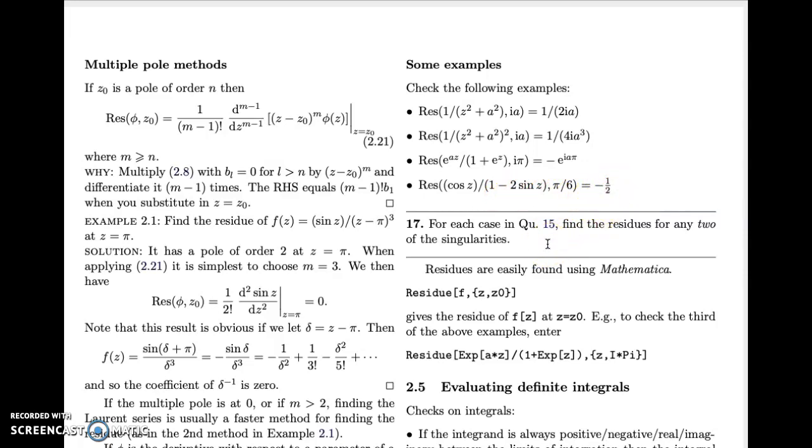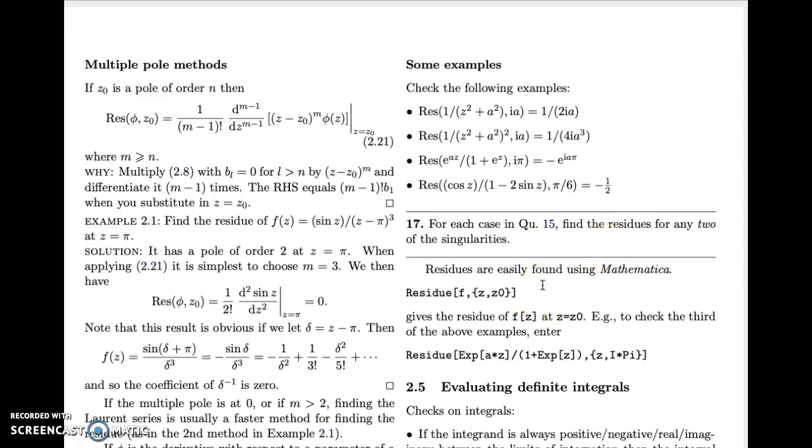Okay, so question 17, you go back to question 15 and find the residues for any 2, not all of them, just pick 2 of the singularities for each part. So you've got 5 parts, a, b, c, d, e. Pick any 2 of the singularities and find the residues for them.